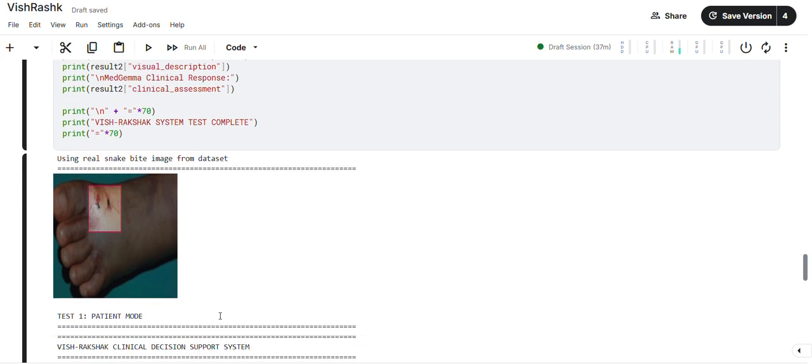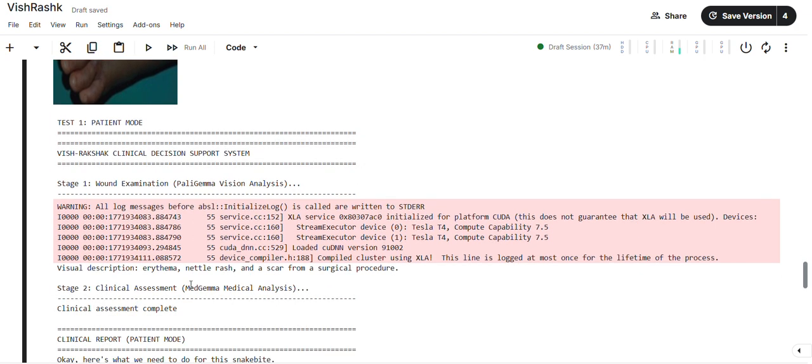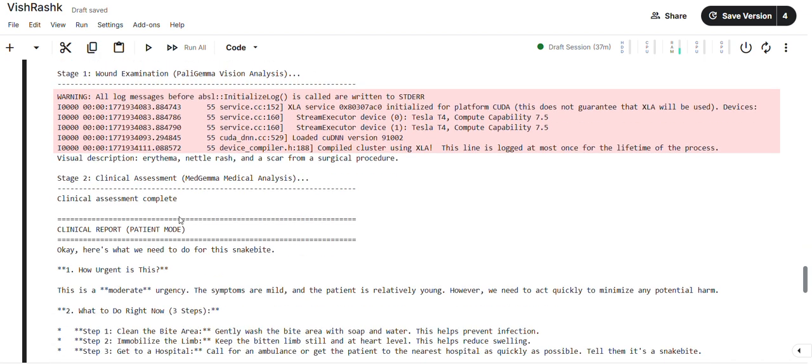So you can see I have uploaded a real snakebite image. This is patient mode. It is analyzing the wound. PaliGemma vision analysis is working, and it gives some description. It is not understandable to normal humans, but this description is labeled with medical terms, so it is understandable by MedGemma.